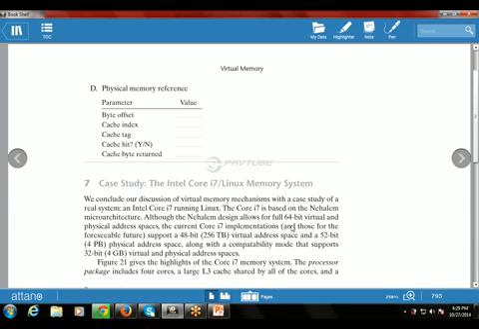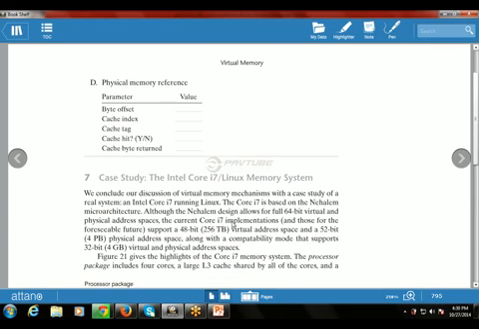Although the Nehalem design allows for full 64-bit virtual and physical address spaces, the current i7 implementation, and those for the foreseeable future, support 48 bits, that is, a 256 TB virtual address space, and 52 bits, that is, a 4 PB physical address space. So when we apply the i7 on the Linux operating system, it requires a 48-bit virtual address and a 52-bit physical address space, with a compatibility mode that supports 32-bit virtual and physical addresses.